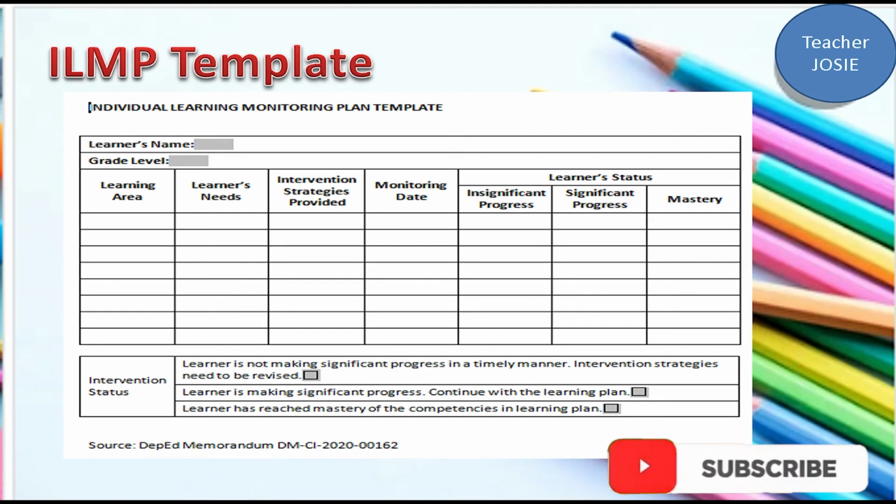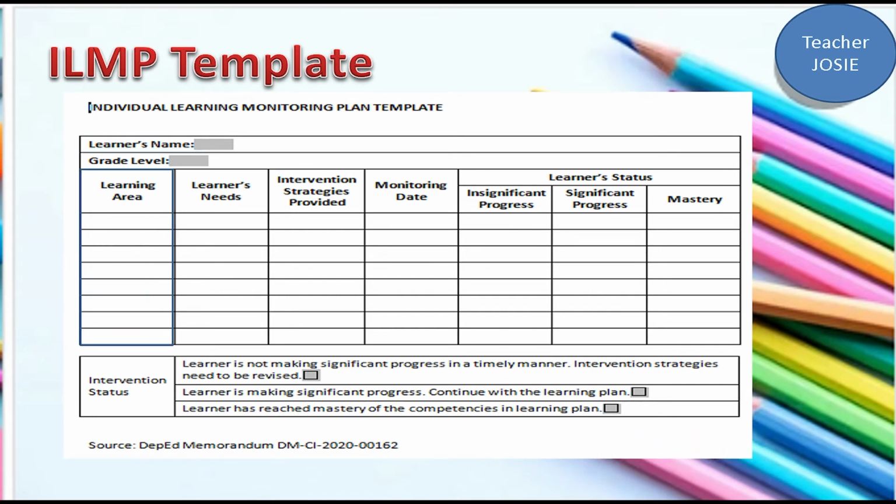Here is a template of the individual learning monitoring plan. You can see the learner's name, the grade level, the learning area, wherein you're going to write the subject, the learner's needs, intervention strategies provided, monitoring date, learner status, insignificant progress, significant progress, mastery.